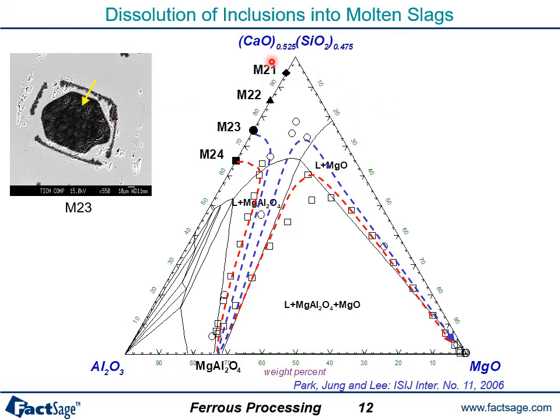However, if you think about this kind of phase diagram in the literature, it does not exist, because this is CaO-SiO2 at a fixed ratio like this, with Al2O3 and MgO. Nobody measured a phase diagram like this. So this kind of diagram is only possible to calculate by using a thermodynamic database.